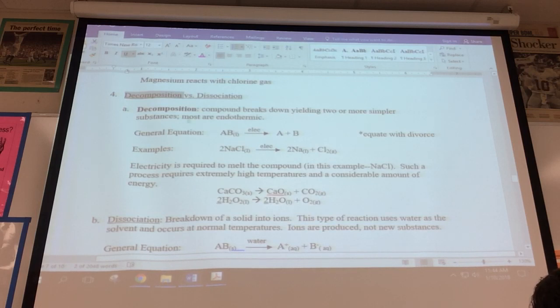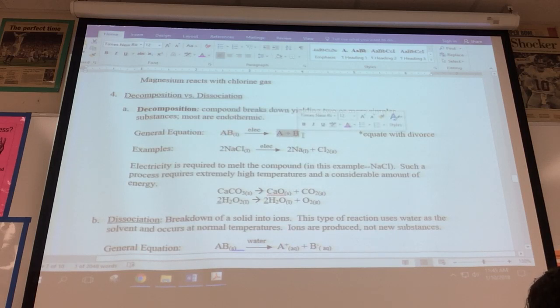In a decomposition reaction, a compound is going to break down into two or more simpler substances. Most decomposition reactions are endothermic. It requires energy to break something up. This is similar to divorce. You start with a couple, and then you go your separate ways. You will recognize decomp because you will have one reactant and more than one product.